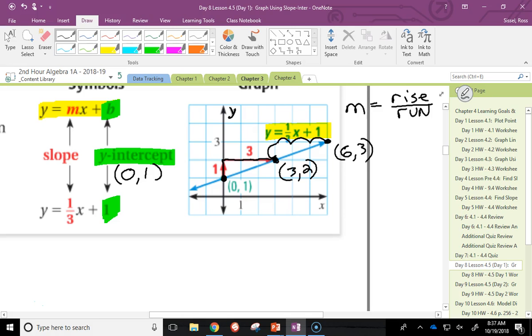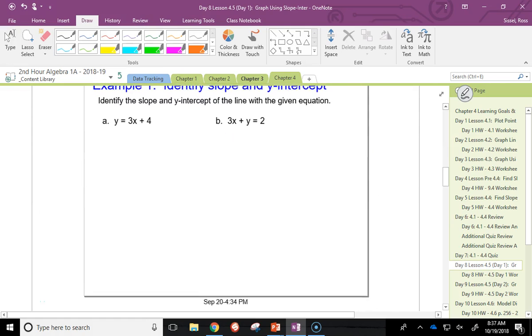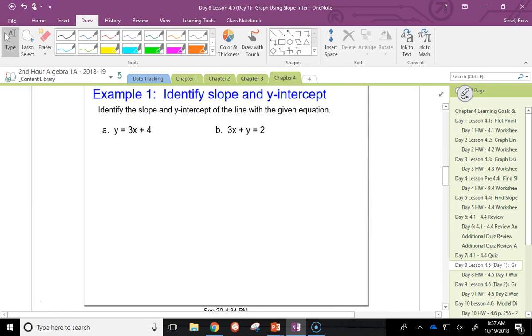So we're going to practice this. First, we have to identify the slope and the y-intercept. So when you read your problems, make sure you're answering everything it's asking you to. Identify the slope and the y-intercept. So I know right away I'm going to ask m equals, y-intercept equals.